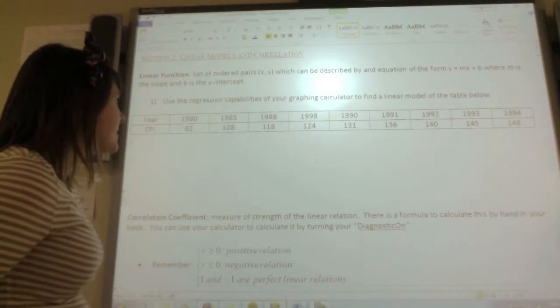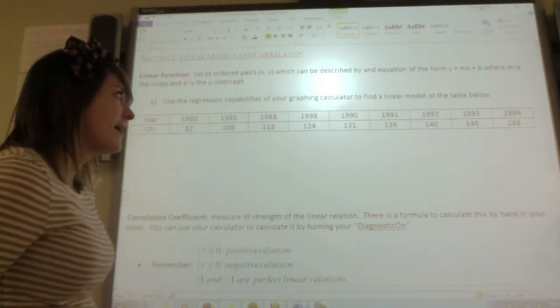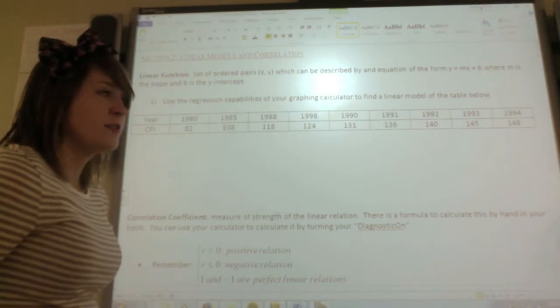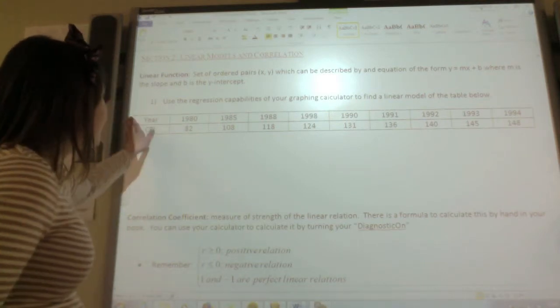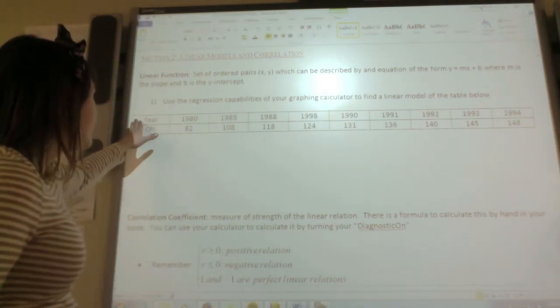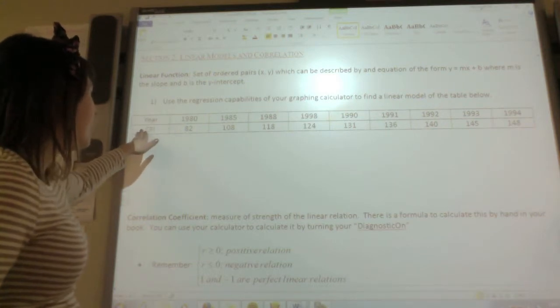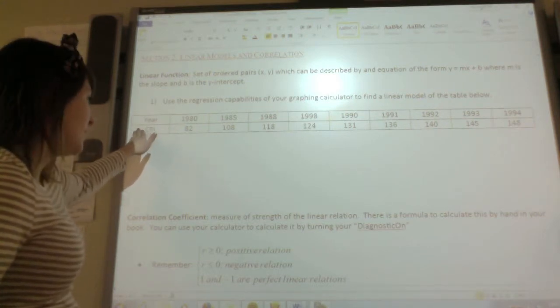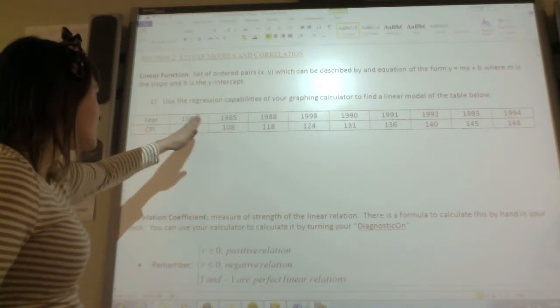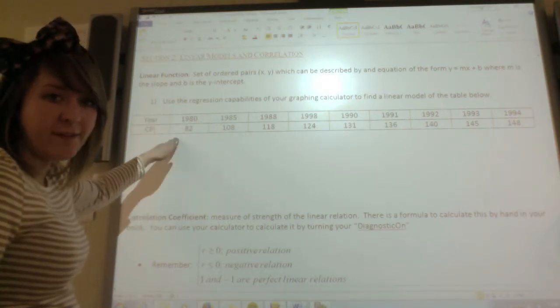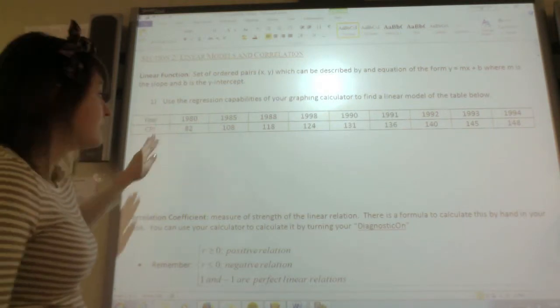What we want to do is use the regression capabilities of our graphing calculator to find a linear model of the table below. So we've got our data points here. Our independent variables are year, and our dependent variables are CPI values. So our x values are the year, and our y values are our CPIs.